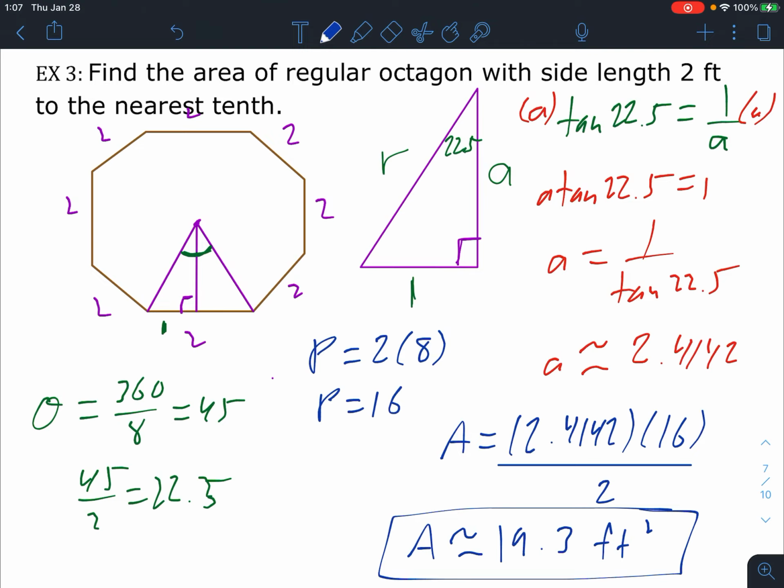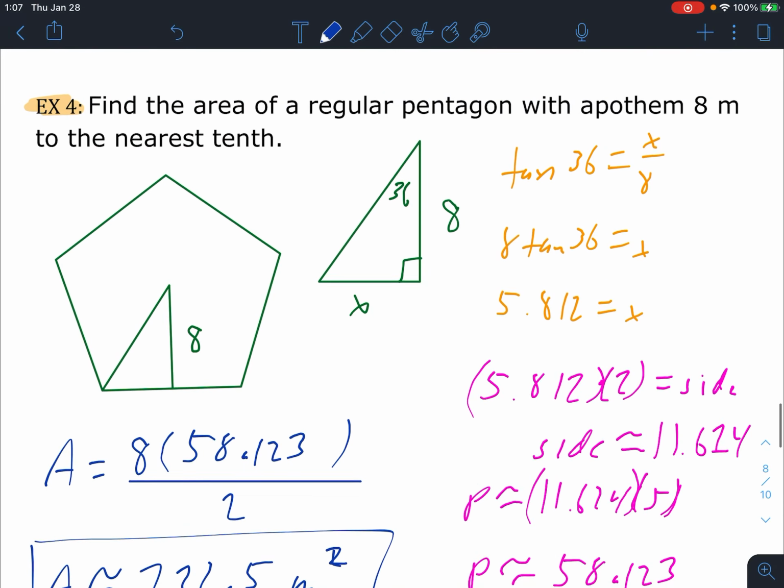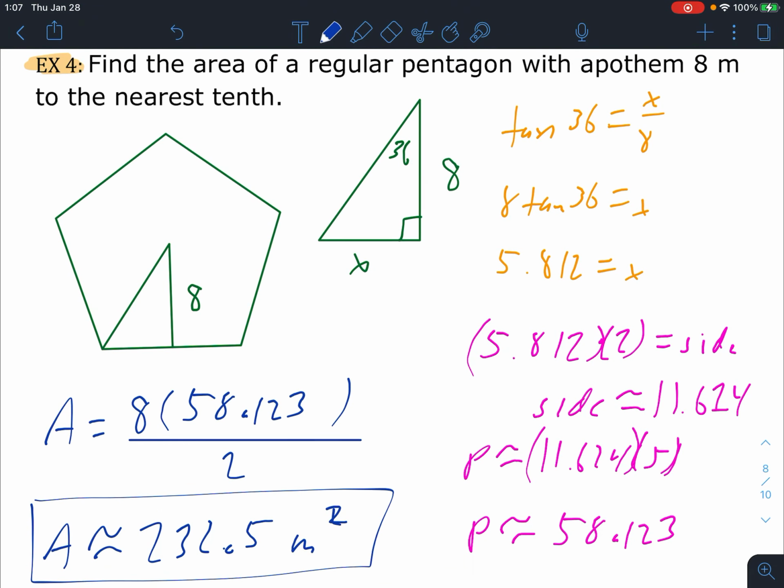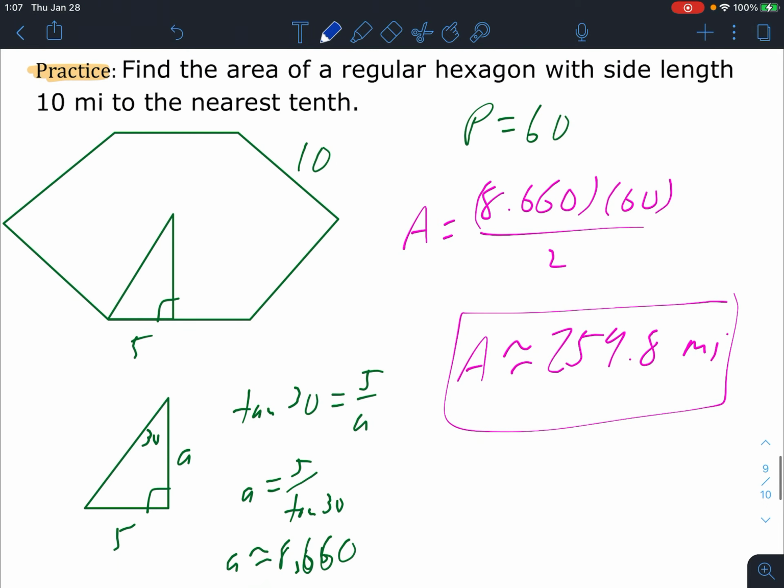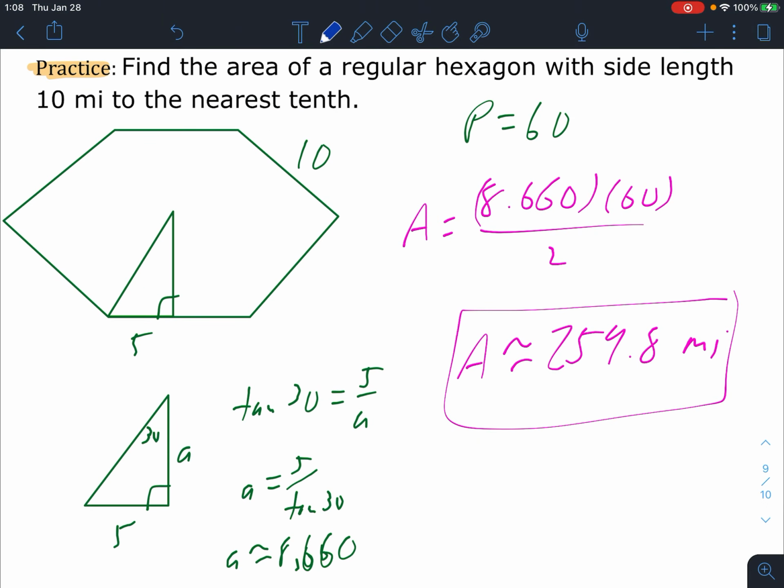All right, at this point, there are 2 problems left that you can try on your own. Go ahead and pause the video. When you finish them both, come back and check your answers on the last 2. Here's the answer to number 4. And the answer to the last practice problem.